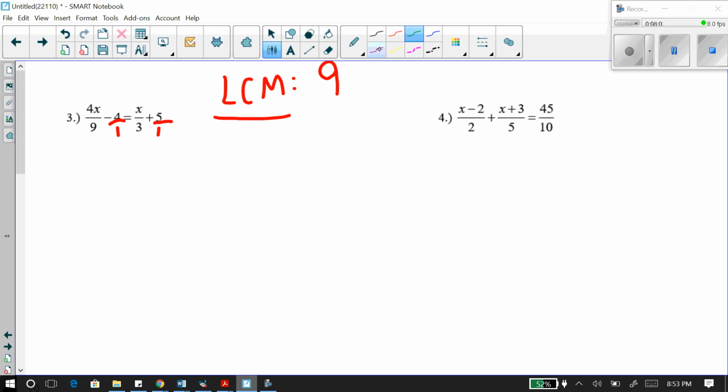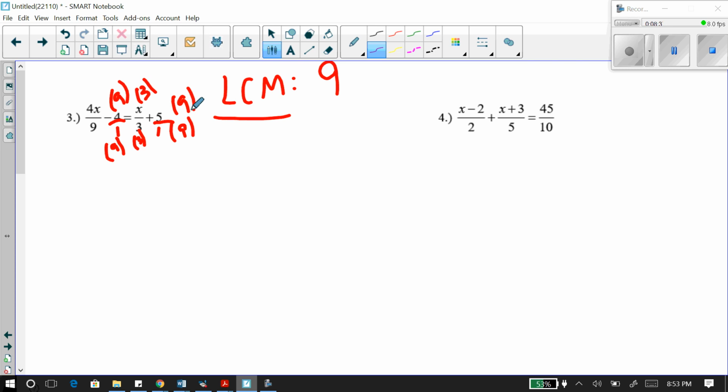So let's go ahead and do all of our multiplication. Well, this guy already has a 9 as a denominator, so I'm going to leave it. Here, 1 times 9 gives me 9, so tops and bottom by 9. Here, 3 times 3 gives me 9, so tops and bottoms by 3. Okay, and then 1 times 9 gives me 9.